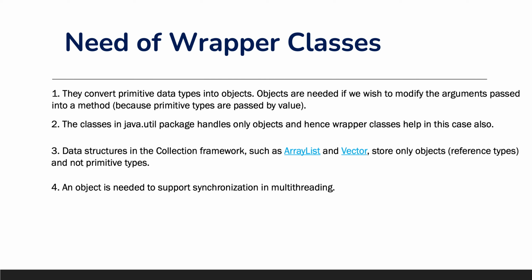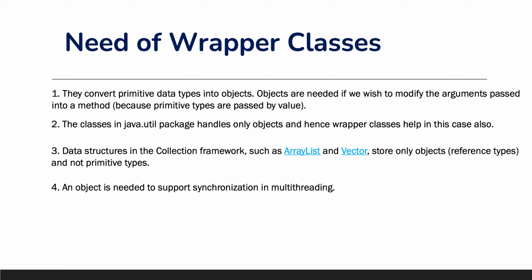Next need is that an object is needed to support synchronization in multithreading. We will see multithreading separately in an upcoming video, but there also we require objects. If we want to use primitive data types in the synchronization concept in multithreading, we need to convert them. So here also wrapper classes help. These are some of the needs and purposes of the wrapper classes.